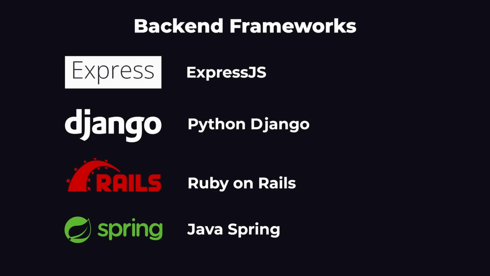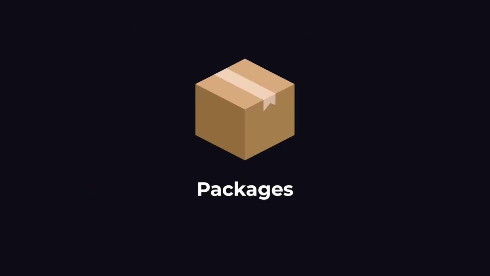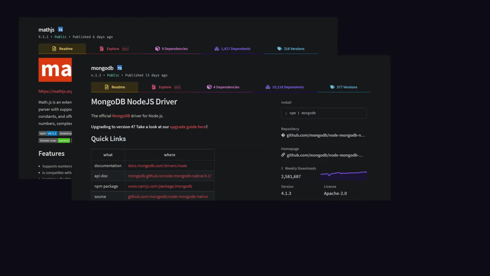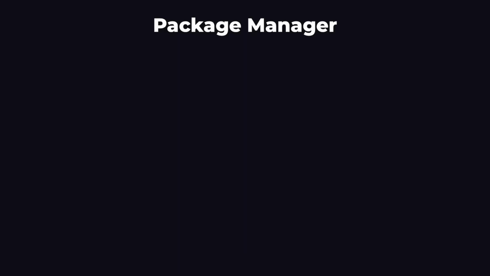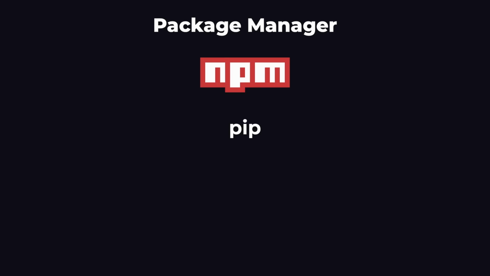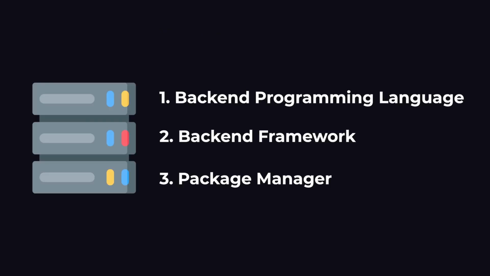In the backend, we also use a lot of code that other people have written called packages to do common tasks like doing calculations, talking to a database, and setting up user login and authentication. We typically use a lot of packages in our backend, and in order to install and manage all these packages, we use something called a package manager. Each language has its own package manager. The most popular ones are npm for JavaScript, pip for Python, bundler for Ruby, and maven for Java. These are all the technologies we need to create our backend server.